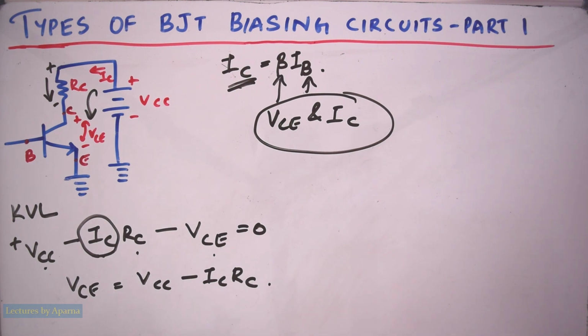So this is a fixed bias circuit. So by fixing the base current, you can fix the operating point of an amplifier. And this is everything you want to know about a fixed bias circuit.